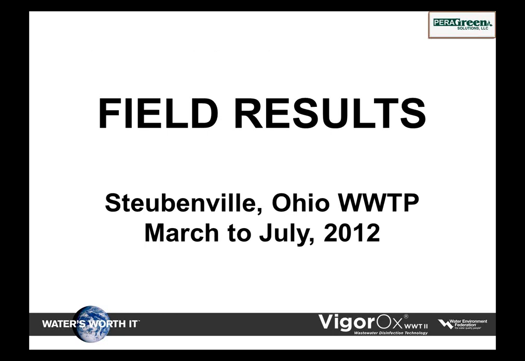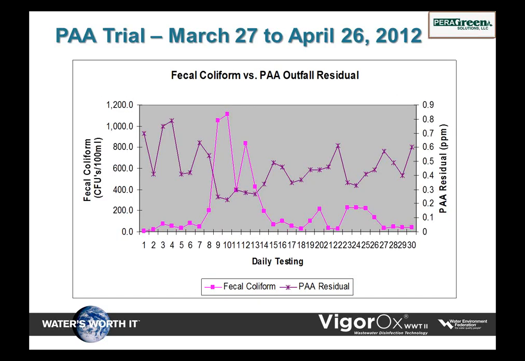So the charts and graphs you see here are data collected at Steubenville, the original study from March to July 2012. First thing is that the Ohio EPA required us to track PAA levels and flows every 2 hours during the entire study. We have data throughout the entire study, every 2 hours for over 3 months. So we have quite a bit of data to understand what the reaction is, how it flow paces, and that was one of the keys: Ohio wanted flow pacing.